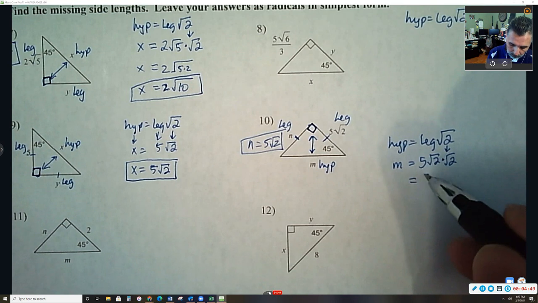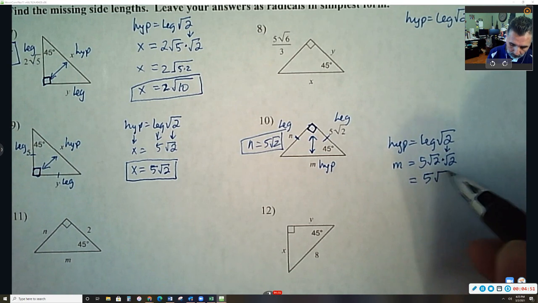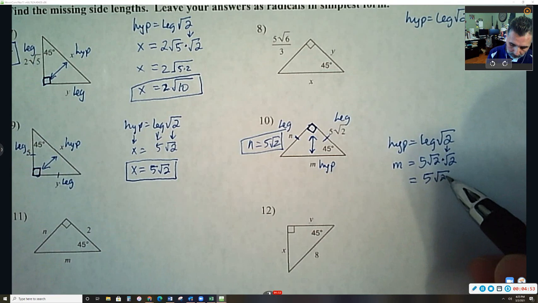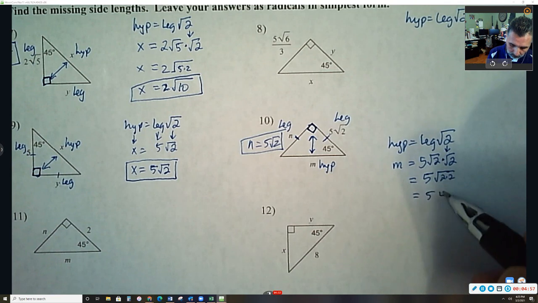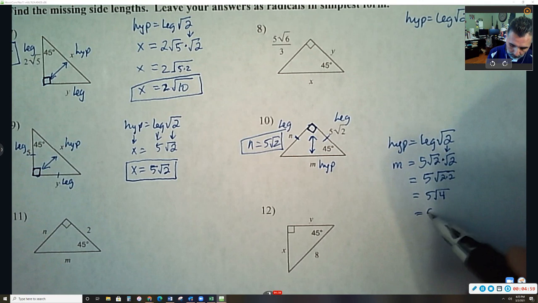And then I will write this one out a little bit more. Remember, you can combine these. That's 2 times 2, and then that's 4, and then the square root of 4 is 2, and then 5 times 2 is 10. Whew.